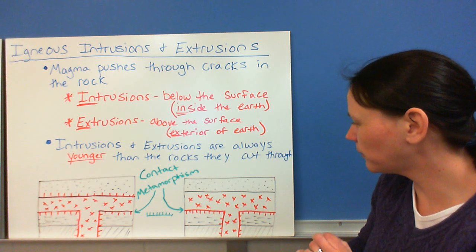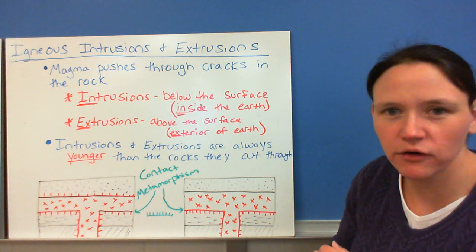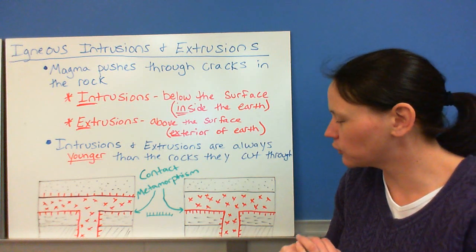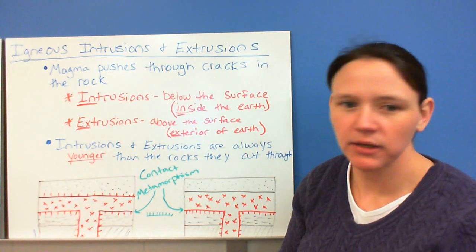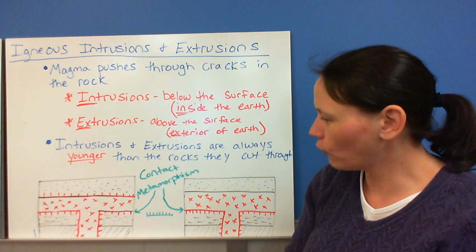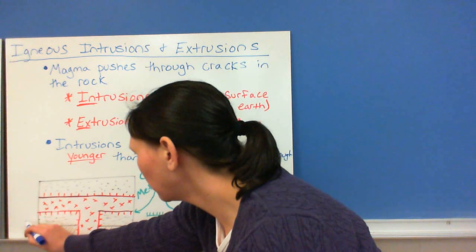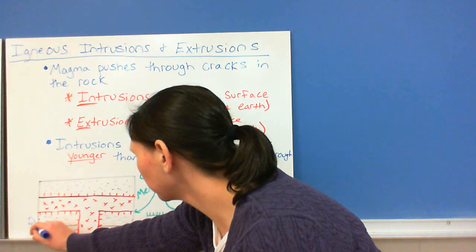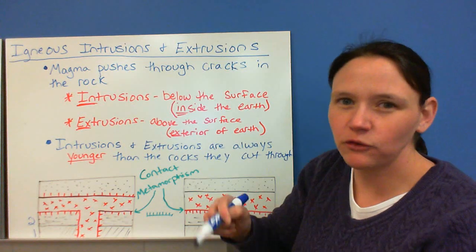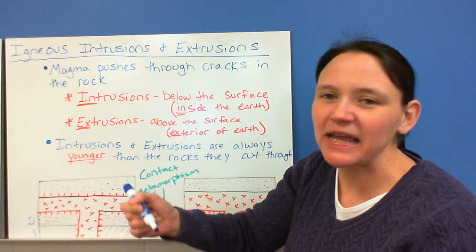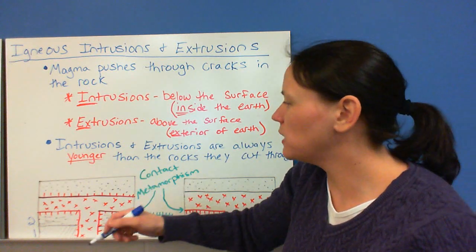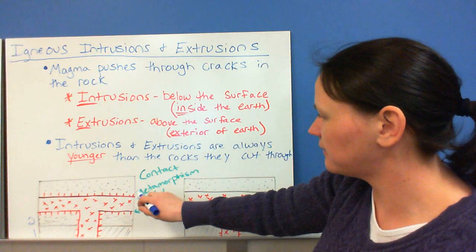So if we went through and we labeled the order that these events or these rocks were created, that would be, in this one, that would be the oldest because it's at the bottom, and then that one is the next one. But you have to be careful. Even though as we're going up, that's next, that's not the next thing that formed. And we know that because we have that contact metamorphism.